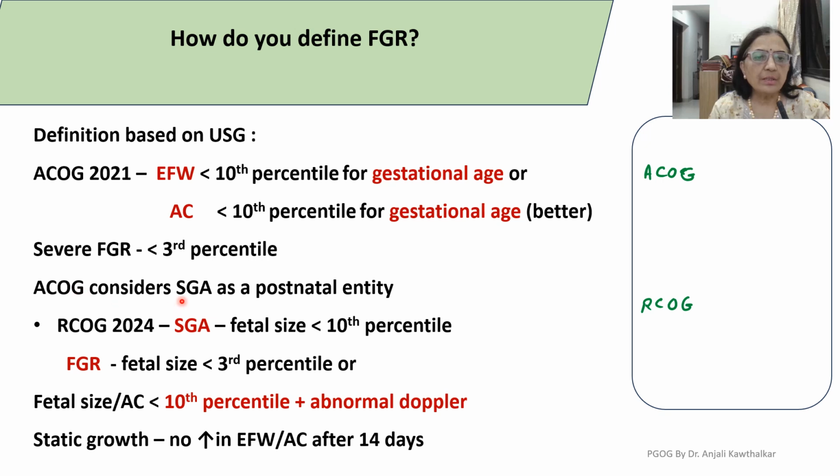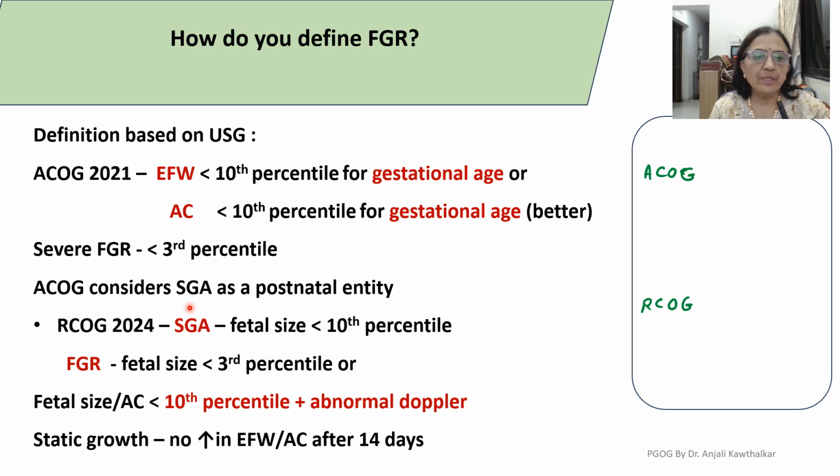ACOG considers the terminology small for gestational age as a postnatal entity. That means the post-delivery baby's weight is less than that expected for that gestational age. Then only it is labeled as small for gestational age as far as the American guideline goes. ACOG is the American College of Obstetrics and Gynecology.